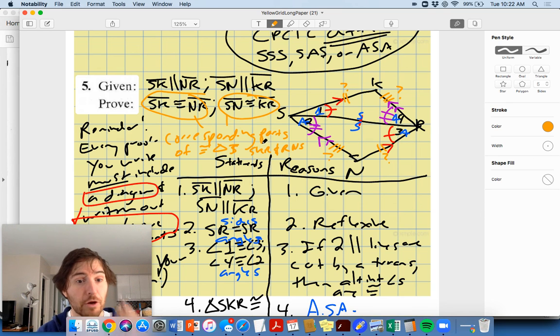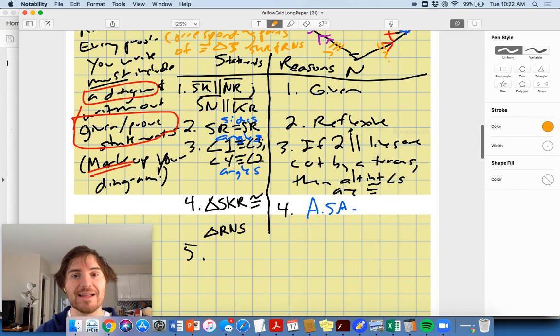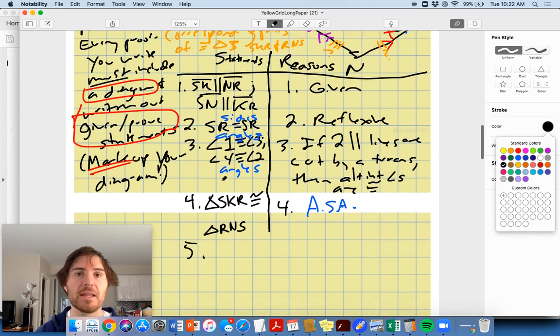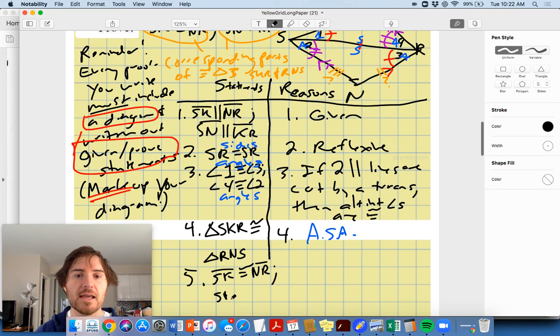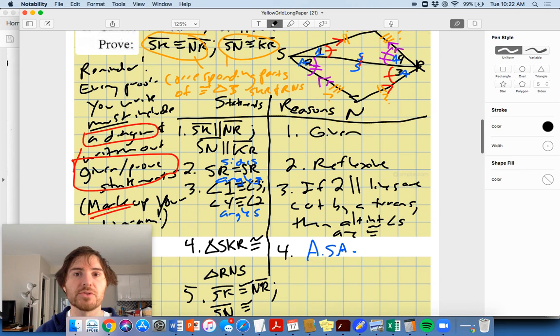Okay, these are corresponding parts of congruent triangles, right? Those two triangles are in there. Therefore, what? We know that they're congruent to each other. CPCTC. That last C there says that those corresponding parts are congruent, and that's exactly what we need to assert here in our final step. So we got SK is congruent to NR, segment NR, and we also have that SN is congruent to KR.